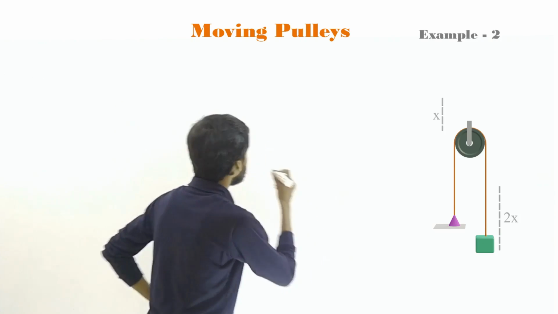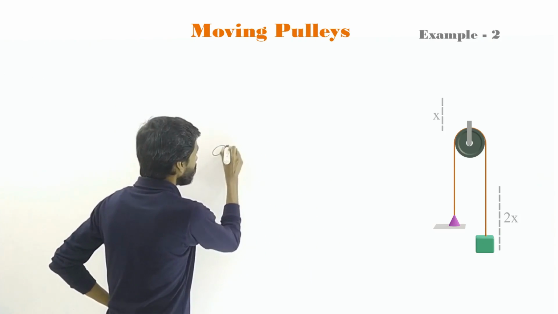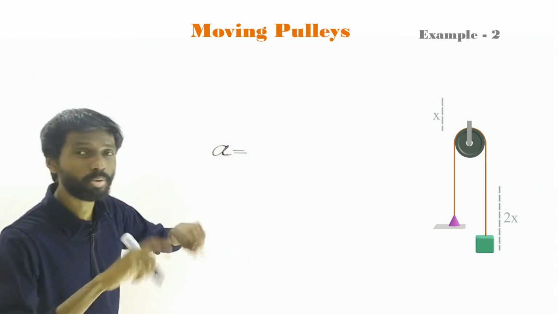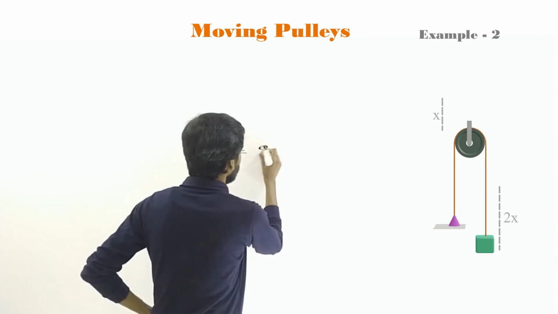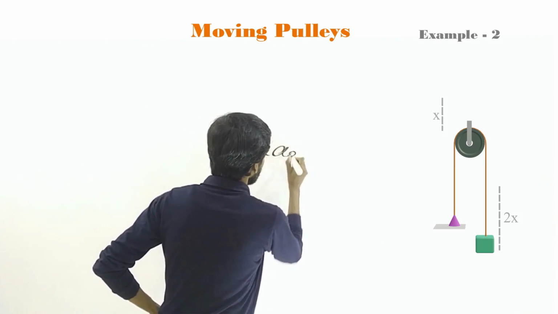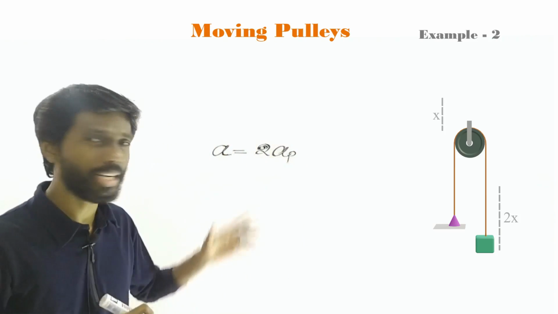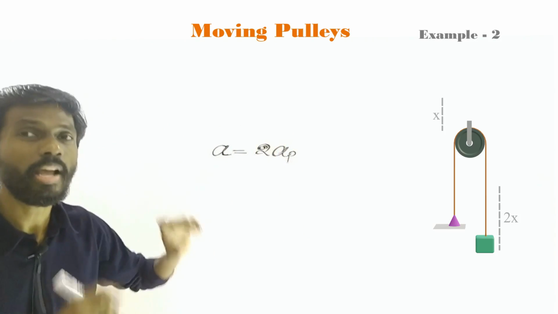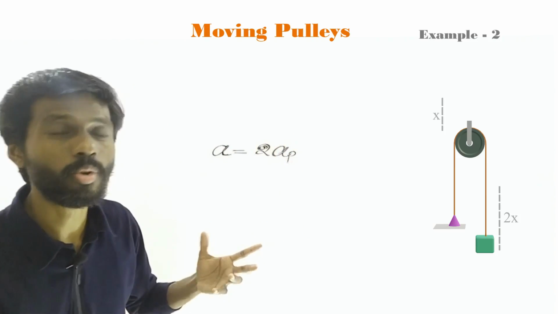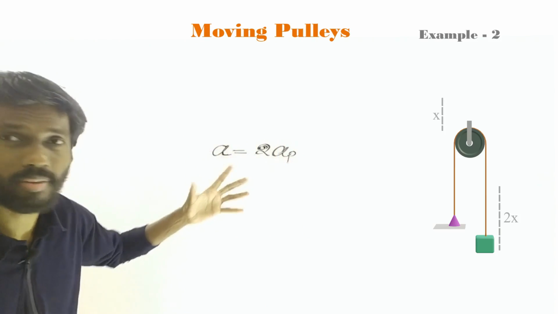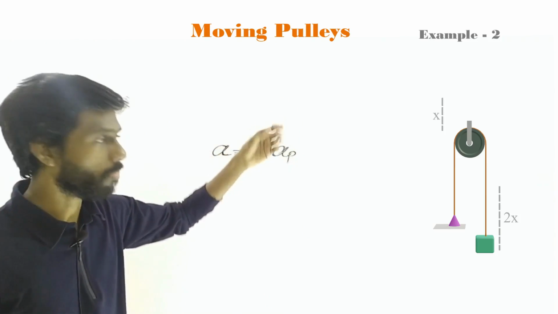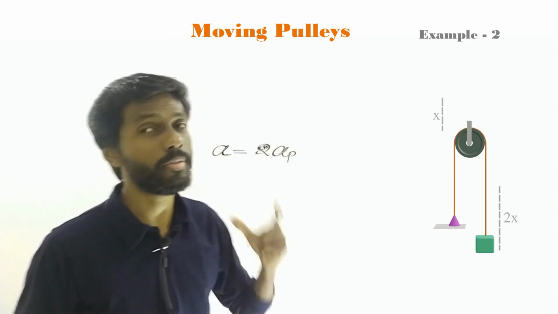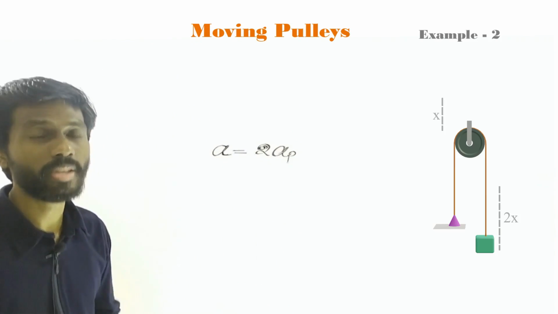So that is one of the methods of doing it. The acceleration of the block, that is A, equals 2 times the acceleration of the pulley. So this is one way to do it, right? Directly we can do it. When the pulley moves by a certain distance, the block moves by what distance? The acceleration also is proportional to that value, right? So the pulley goes down by x units, the block goes down by 2x units.